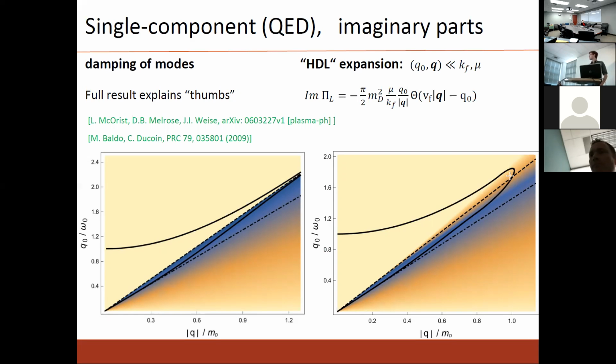And omega 0 is the plasma frequency? Omega 0 is the plasma frequency at q0 equals 0, so the standard definition of the plasma frequency. And mD is the Debye mass. Is there any factor between the Debye mass and omega 0? There is a constant factor in between them. I don't know it by heart now, but it's probably 1/3 or something.